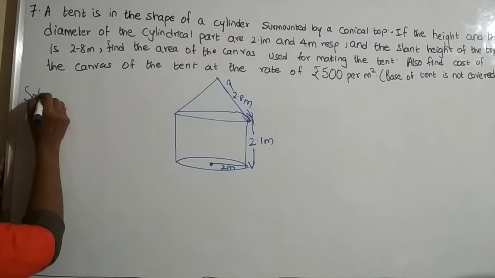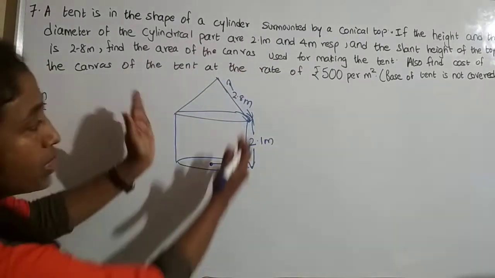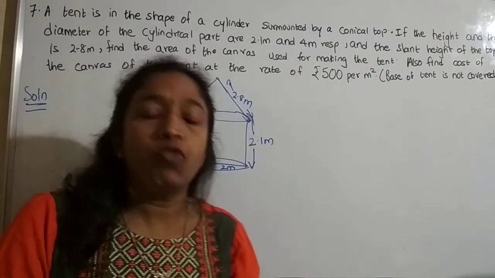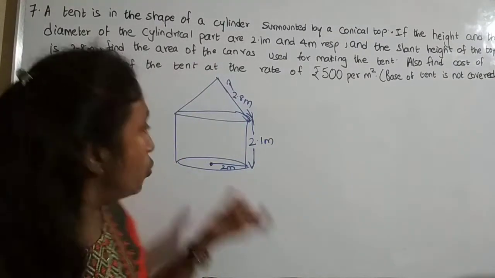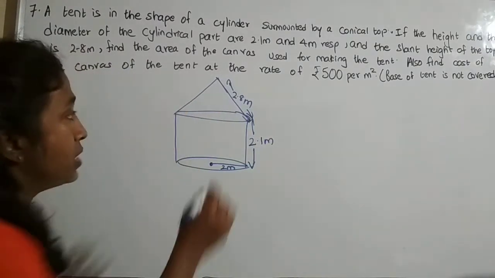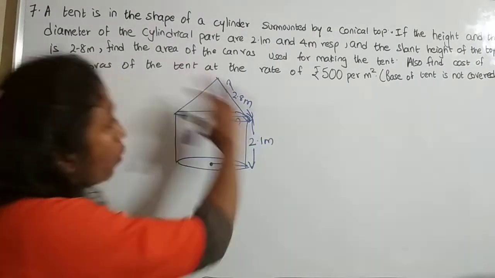So here, to find the area of the canvas that is used for making the tent, we require CSA of the cylinder plus CSA of the cone. CSA of the cylinder formula is 2 pi RH. So do we know R? We know H. Okay. What is CSA of cone? CSA of cone is pi RL. So here R we know, L we know. So all the things we know.